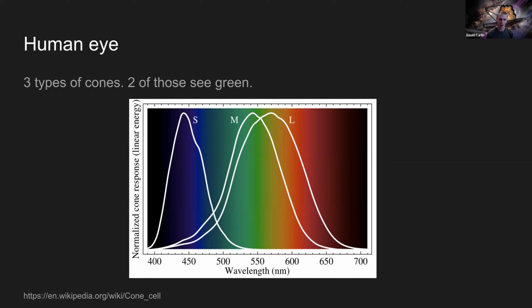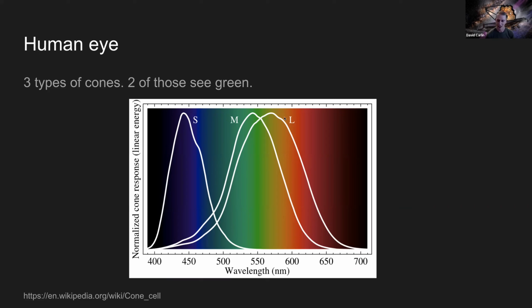And so you have three types of these cone cells that detect different wavelengths. And as you can see from the graph here, two of them, these two here, they see green pretty well. And this means that we see green twice as well as we see any other color.